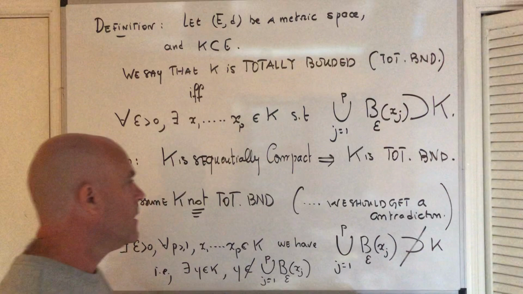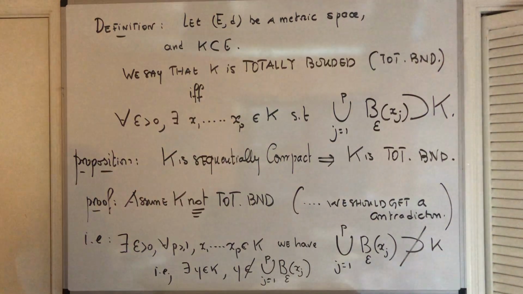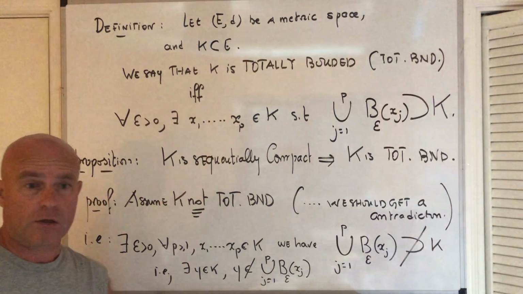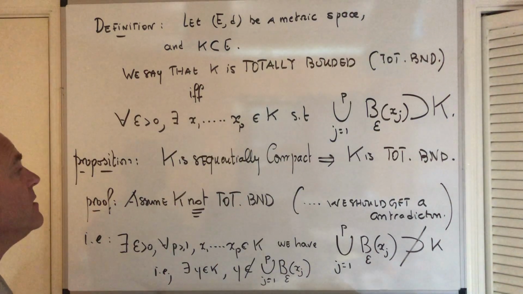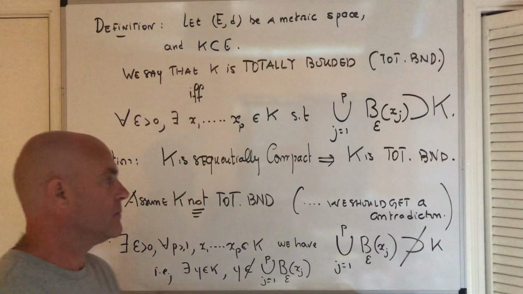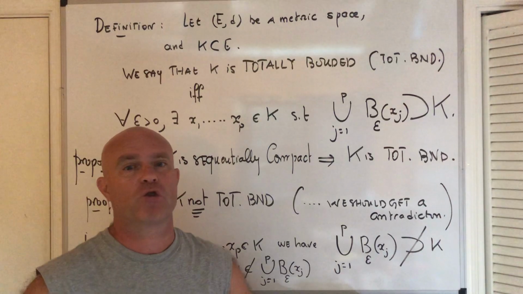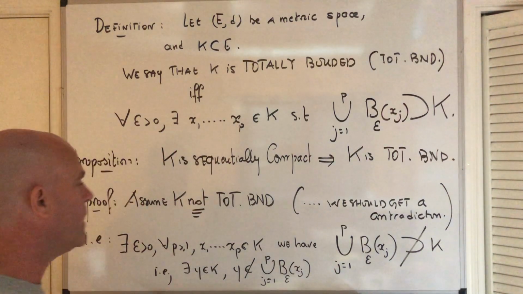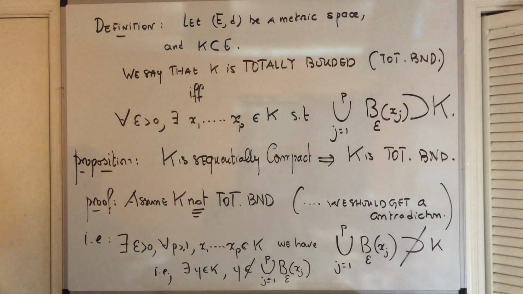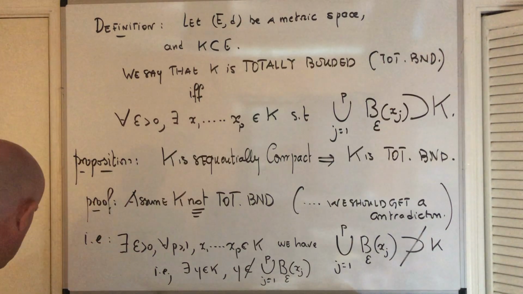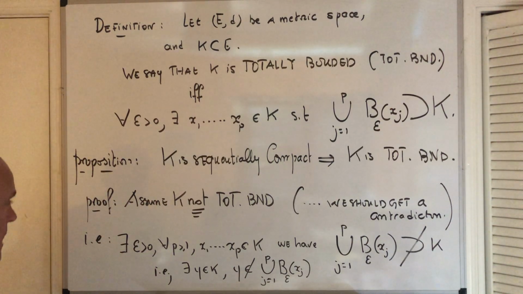Right. How am I going to prove this proposition? I'm going to prove it by contradiction. I'm going to assume that K is not totally bounded. And that's what I'm saying. We should get a contradiction at a certain point. You will see it will come quite fast. All right, what does it mean that the set is not totally bounded? It means this.